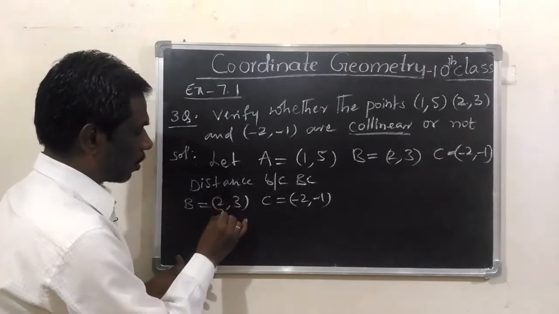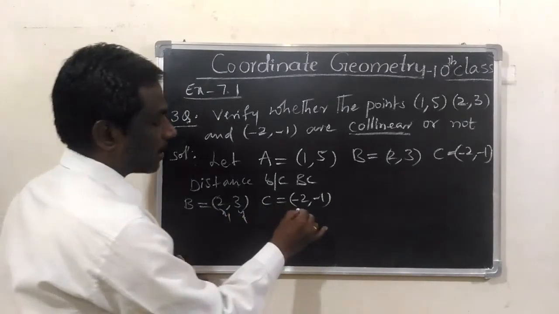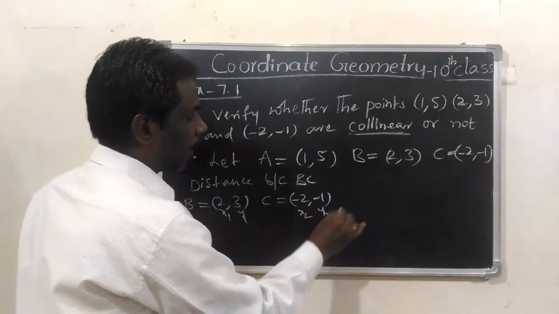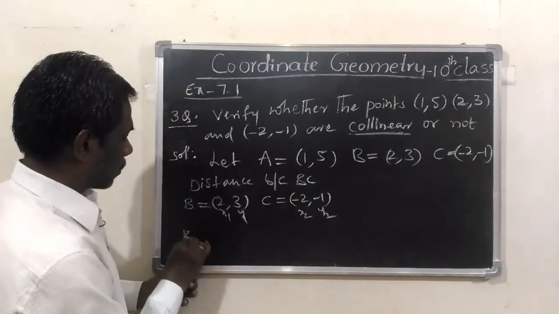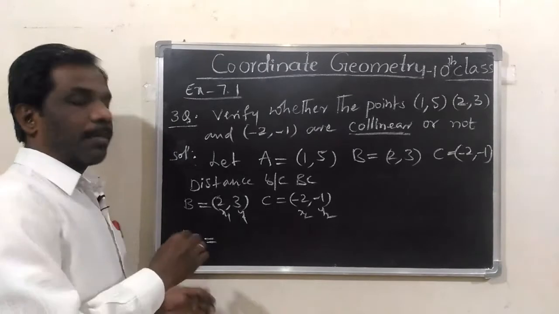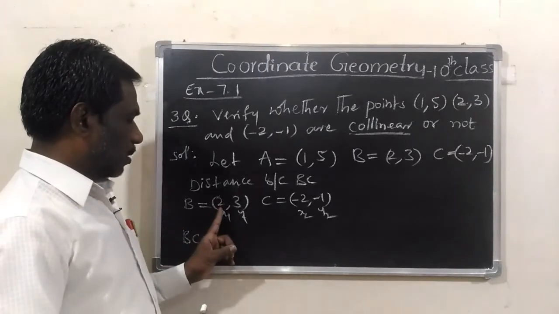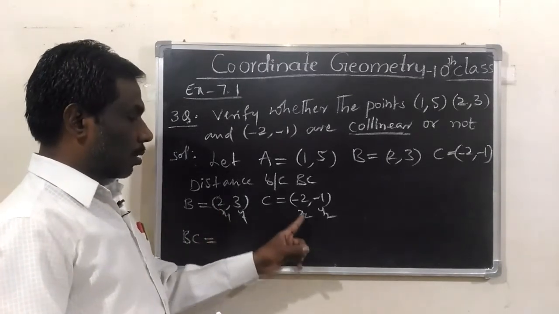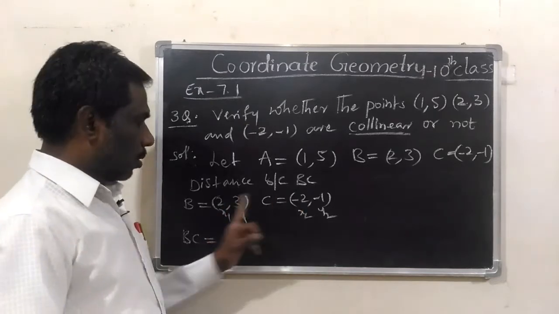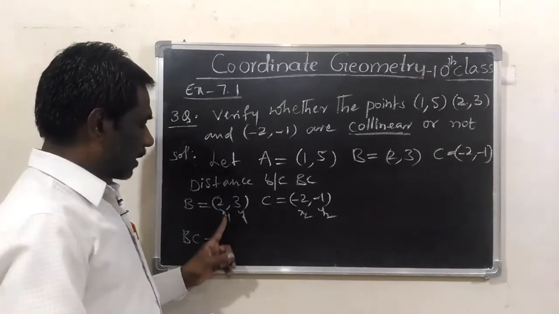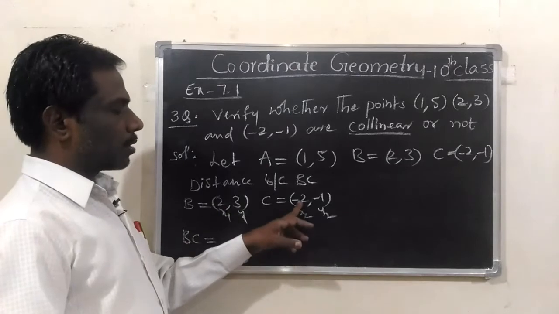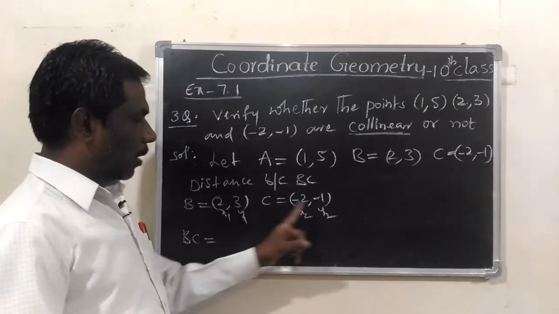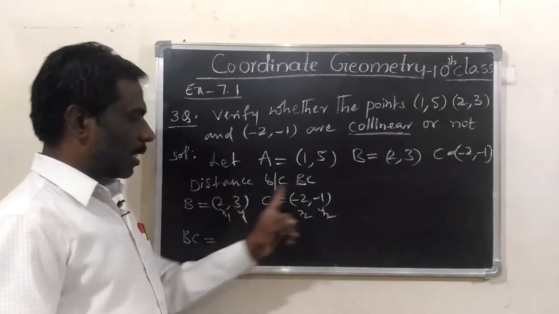Let the first point coordinates be x1, y1 and the second point coordinates be x2, y2. Now the distance formula for BC. Check once: are x1 and x2 equal or not? No, these are not equal, because x1 is plus 2 and x2 is minus 2. And the y coordinates are also not equal. It is 3 and that is what?